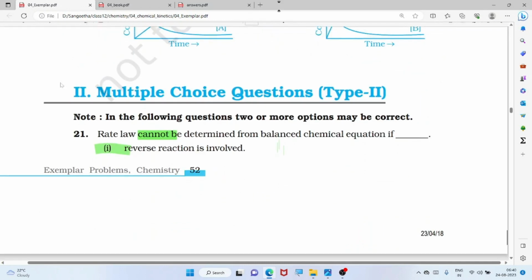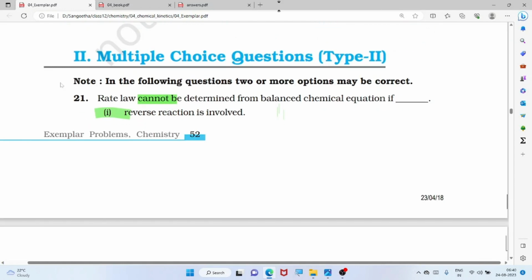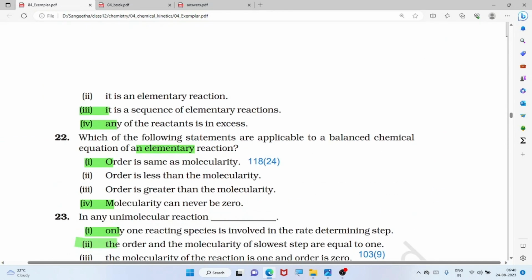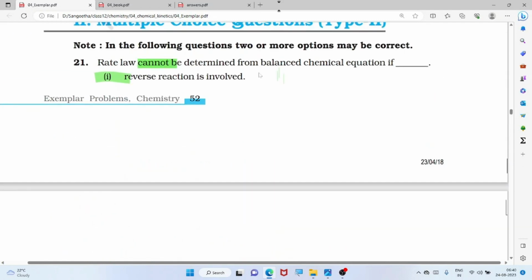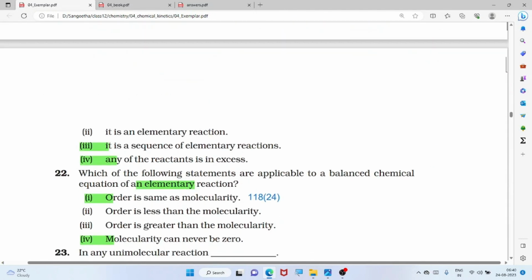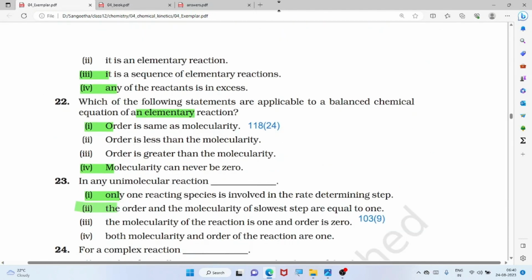Multiple choice questions. Rate law cannot be determined from the balanced chemical reaction if the reverse reaction is involved. It is a sequence of elementary reactions, so we cannot determine the rate of the reaction from the balanced chemical reaction. Or if any of the reactants is in excess.